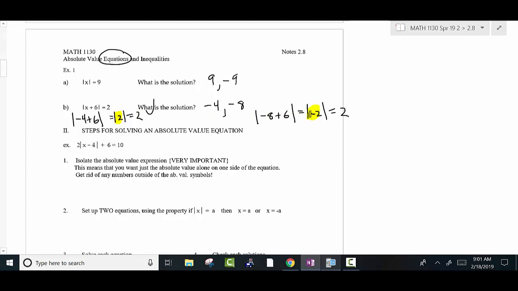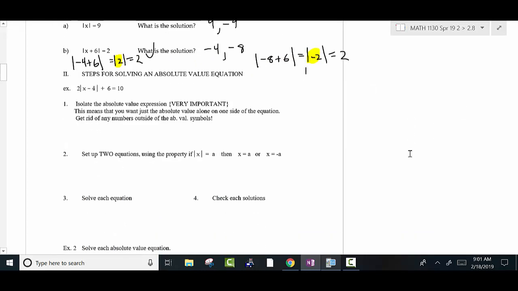Okay? So what we're going to do first of all, I'm going to take this example and show you the strategy that's always going to work on an absolute value equation, because most of the time you can't do it in your head, so you have to go through a process. I'm just going to take this example. This has kind of got a little bit of everything in it.